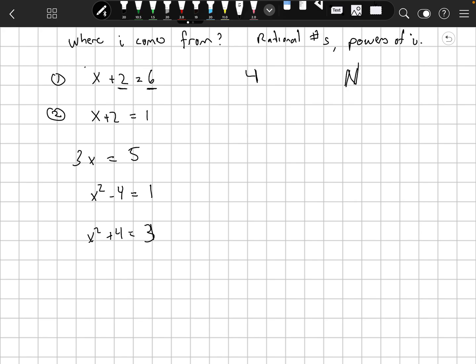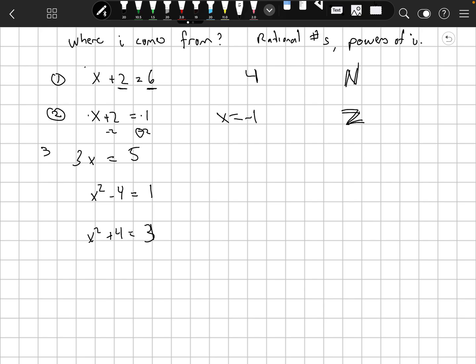Look at number 2. We'd have to subtract 2 from both sides, and now we got x equals 1 minus 2. And if you think about, okay, 1 minus 2, they're natural numbers, but that operation is kind of forcing us to think outside of the set of natural numbers. 1 minus 2 equals negative 1. And so now all of a sudden we are in the set of integers.